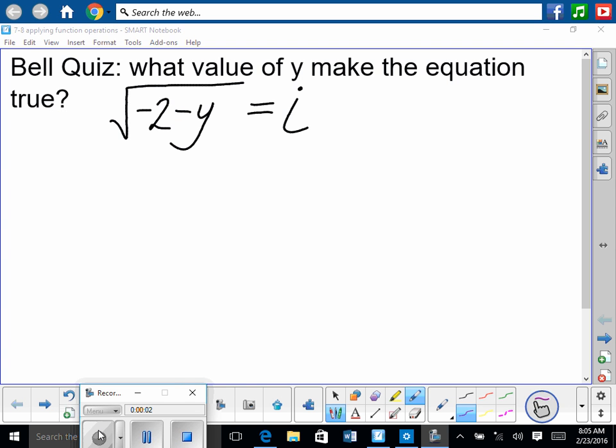What are we looking for this underneath to be? Negative 1, right? Because we know that the square root of negative 1 is equal to i. Was everybody able to remember that much? Okay, so there's two different ways to solve this. You can look underneath and say, okay, I need the underneath here to be negative 1. So what value of y would make this negative 1?